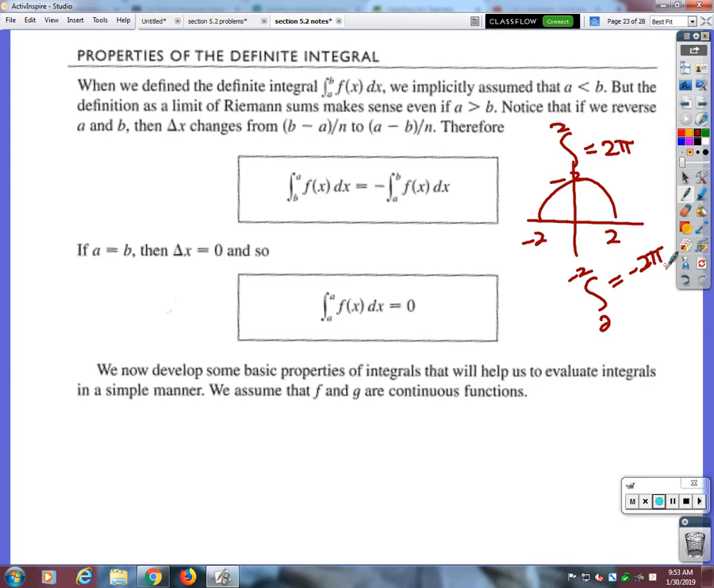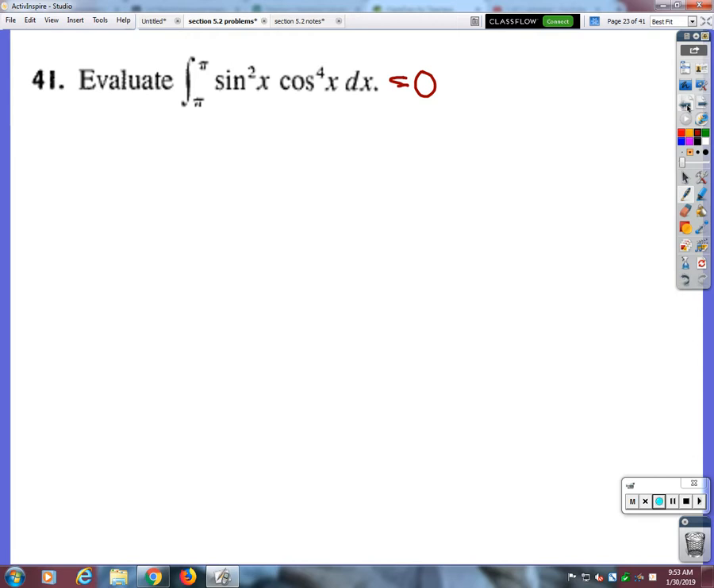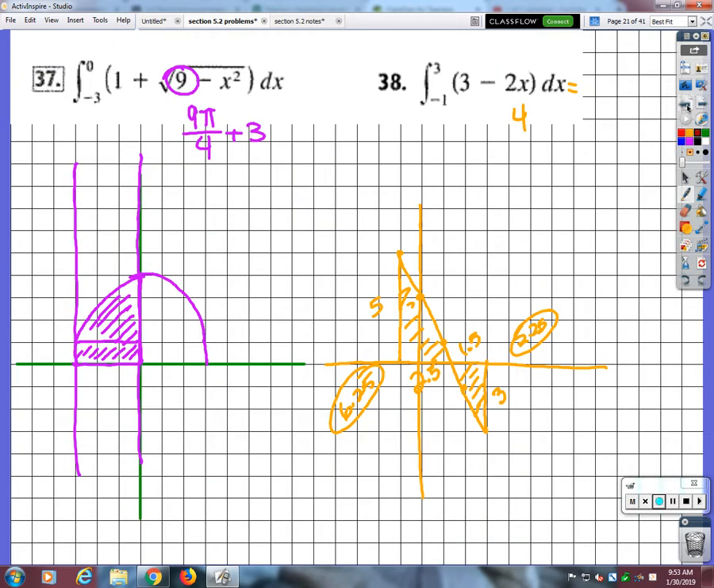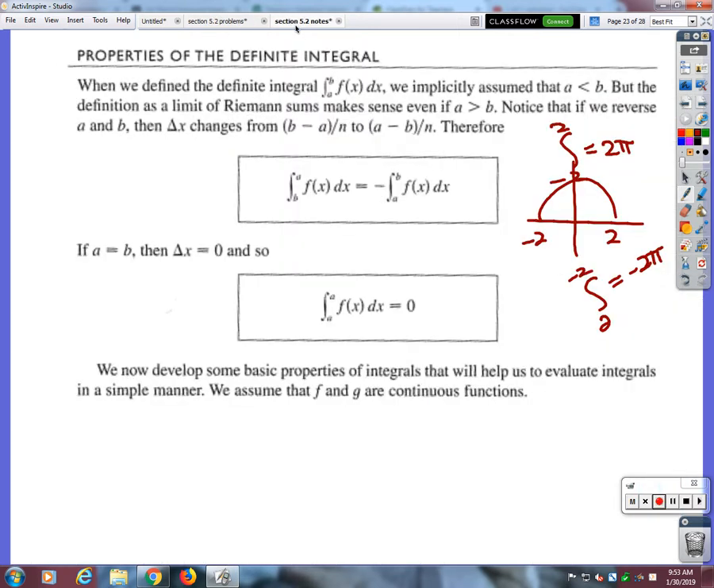And so I kind of lied to you because this came up in one of the problems and I saw it and I thought, oh no, it didn't come up, never mind. I thought 37 was that way, but it's not. Okay? So if you switch the order of integration, you just change the sign of the answer.